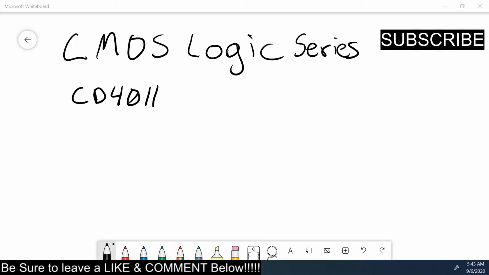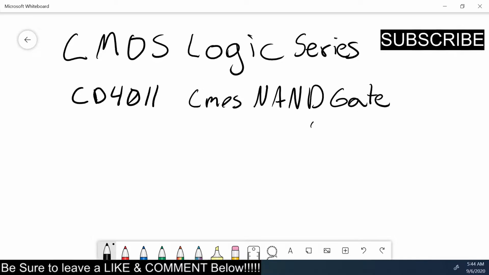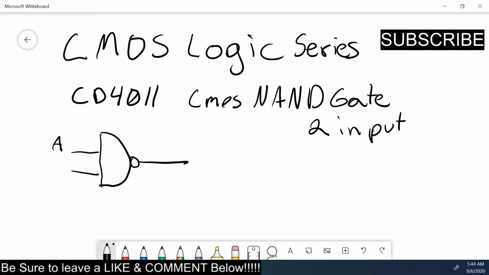We are continuing our CMOS logic series with the chip CD4011. So let's take a look at what we got here. This is a CMOS NAND gate, and it is a two input, so it looks like this with a little inverter on it. So you have A, B, and then you have your output.